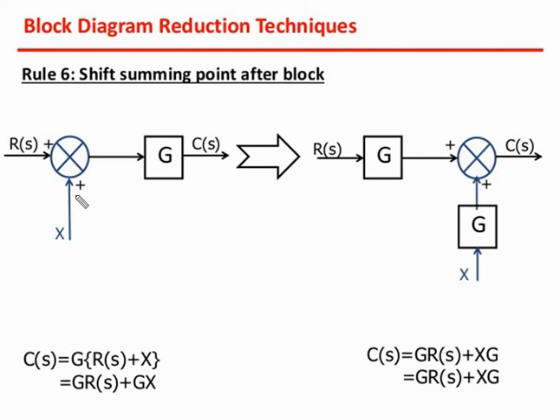Now if we shift this summing point after a block, it becomes X, which is multiplied by the gain G. So here X is multiplied by the gain G. Now if we solve this system, here we get RS into G, and here we get G into X. If we add these two equations, we get RS plus X into G, which is the same.